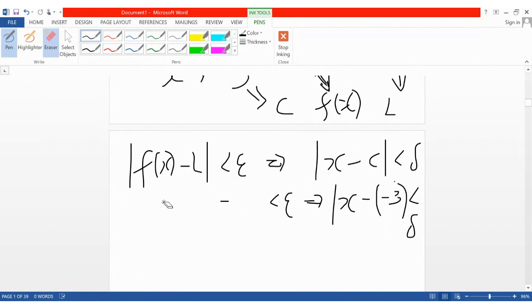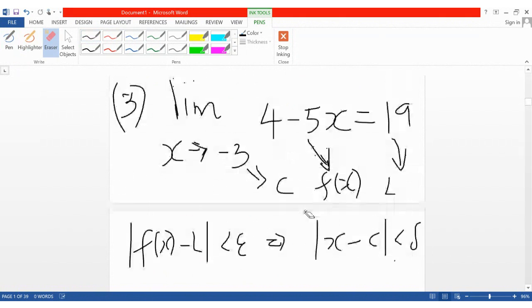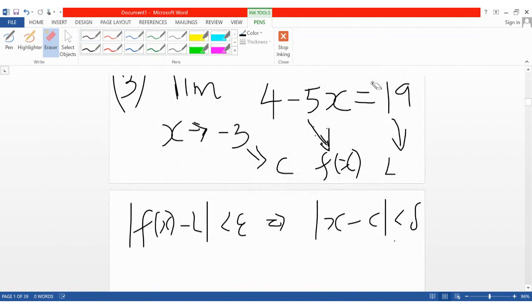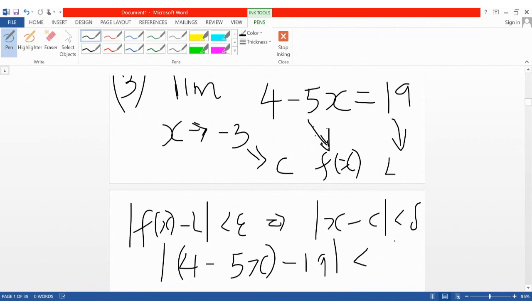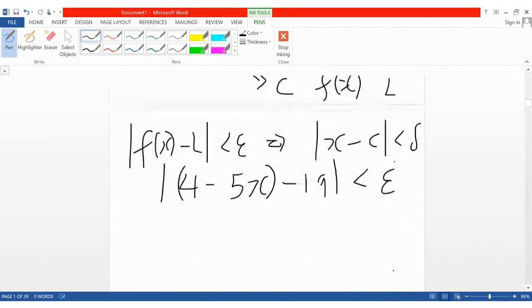So we shall have, let me repeat again, I'll have 4 minus 5x, brackets. Brackets are very important to me. And then minus 19 less than epsilon whenever x minus 3 is less than delta.